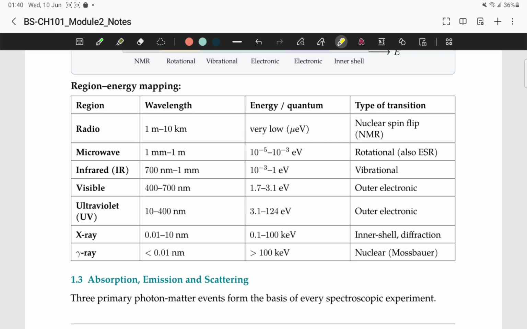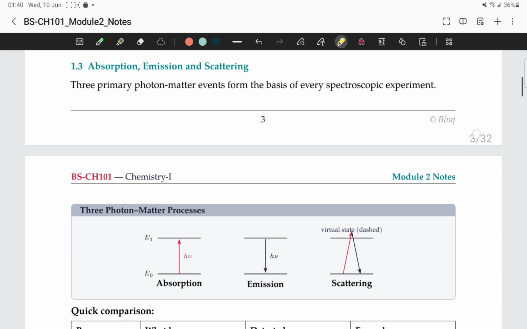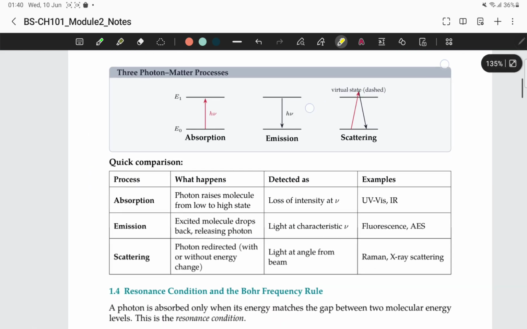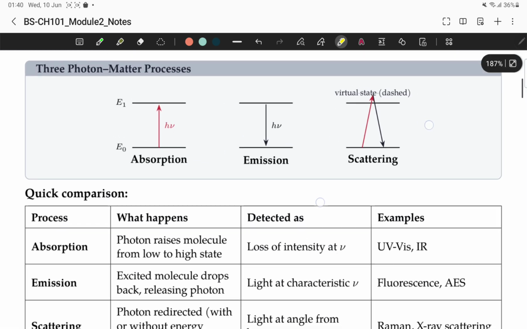Let's get into the next part. The three photon-matter events, that means absorption, emission and scattering. When a photon meets a molecule, three main things can happen. What are the three main things? Absorption, emission and scattering. Through this you can clearly understand what it is.